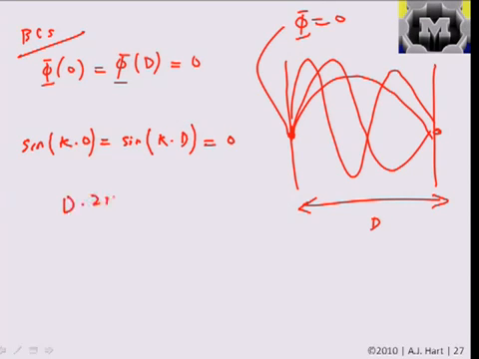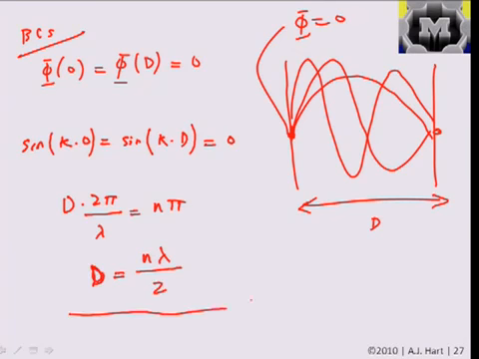we have a constraint that d times 2 pi divided by lambda has to be equal to n times pi, based on the periodicity of the sine function, which tells us that the distance between these 2 points has to be equal to an integral of the wavelengths divided by 2. So maybe here it's just telling us mathematically what we would have been able to guess by seeing this picture.